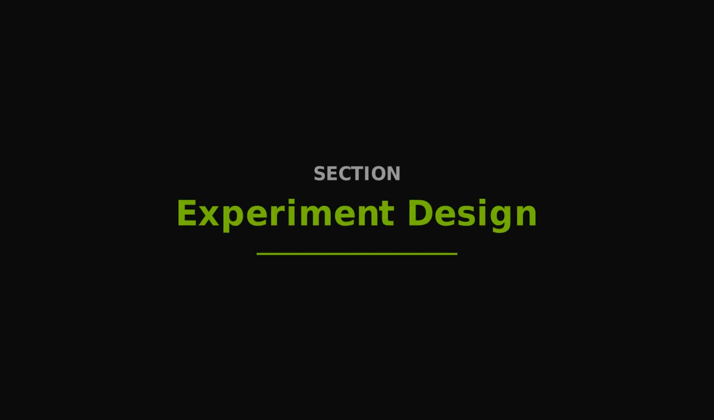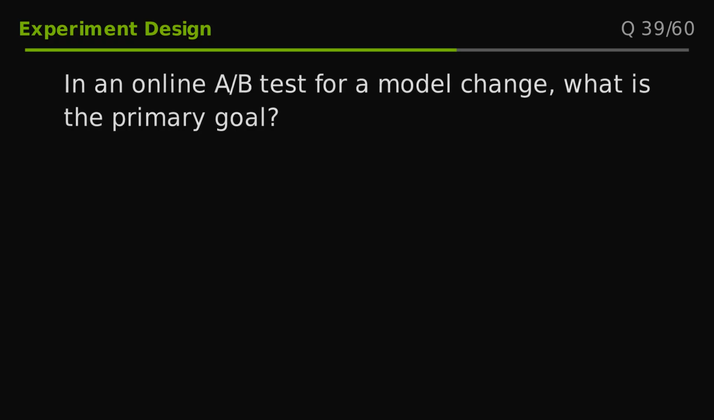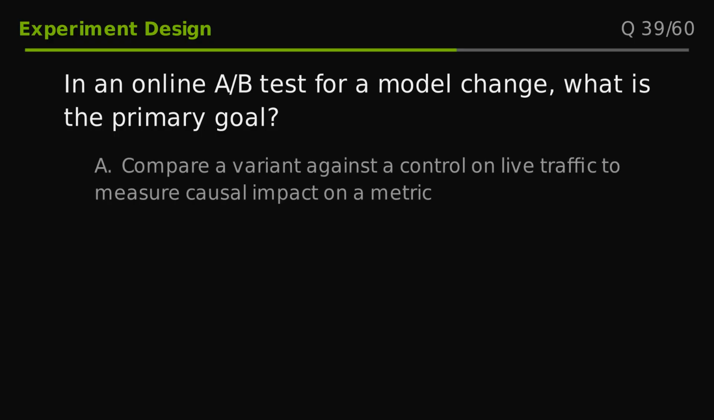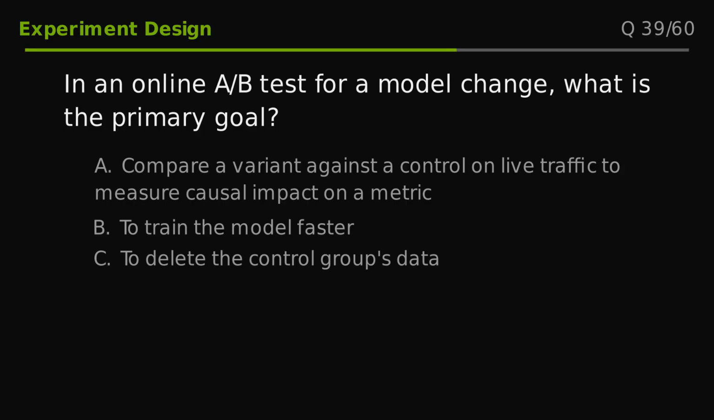Next section. Experiment design. Question 39. In an online A/B test for a model change, what is the primary goal? Option A. Compare a variant against a control on live traffic to measure causal impact on a metric. Option B. To train the model faster. Option C. To delete the control group's data. Option D. To avoid measuring anything.